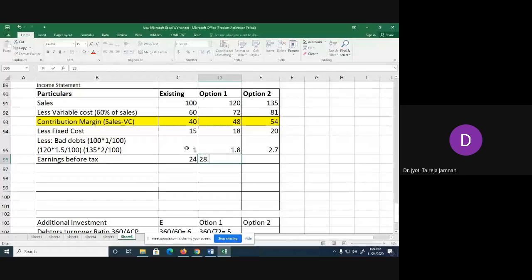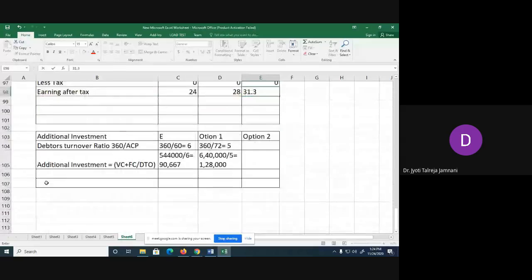28.2. 31.3. There is no tax given, so write less tax. You get earning after tax. Now we'll find the additional investment.